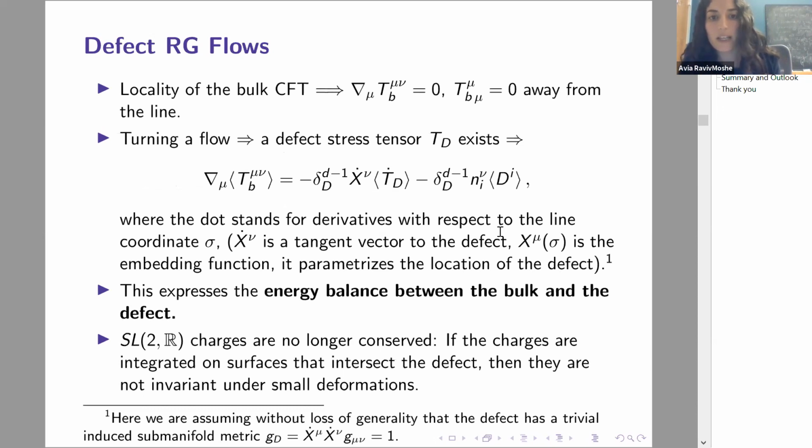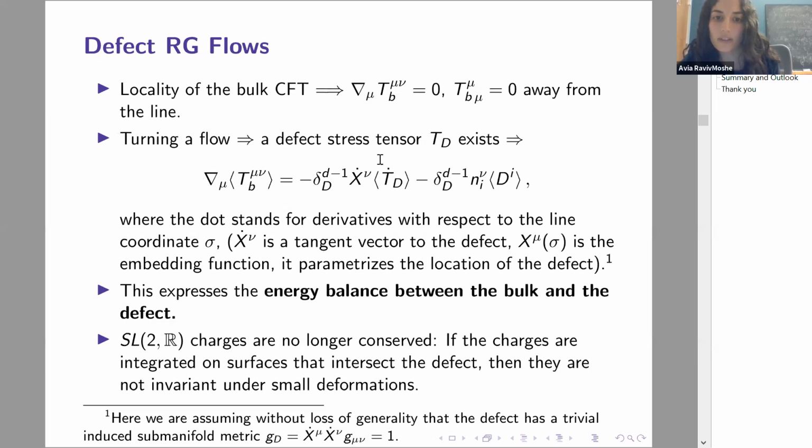So now, because we added an RG flow, the Ward identities get modified. For the bulk, we assume locality of the bulk CFT, and this means that the bulk stress tensor is conserved and traceless, at least away from the line. However, by turning on a defect RG flow, it is no longer true that we cannot store energy on the line defect. Energy is stored on the line defect, and therefore a defect stress tensor exists.